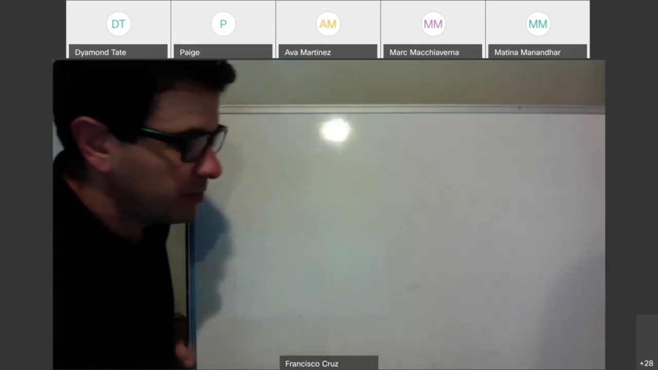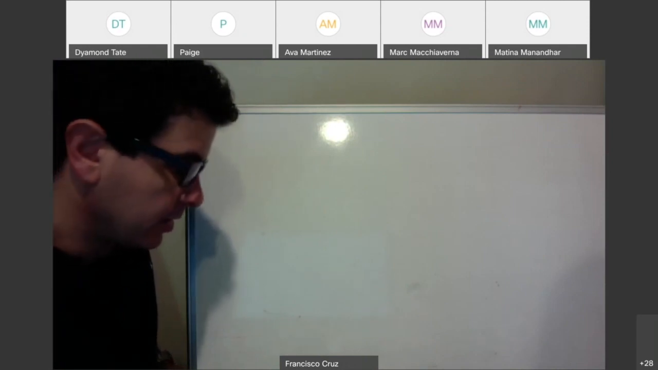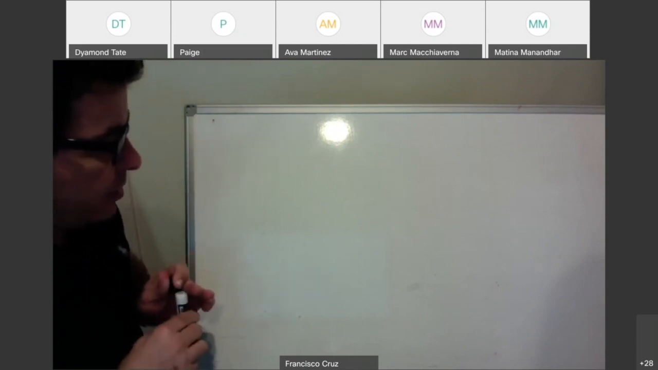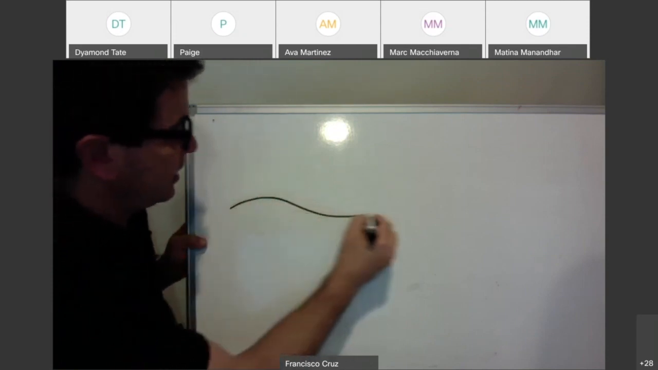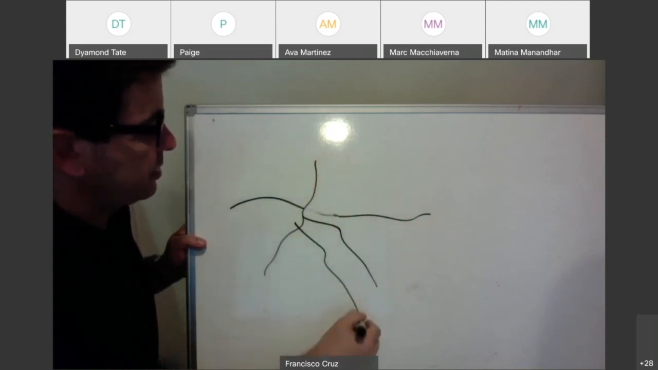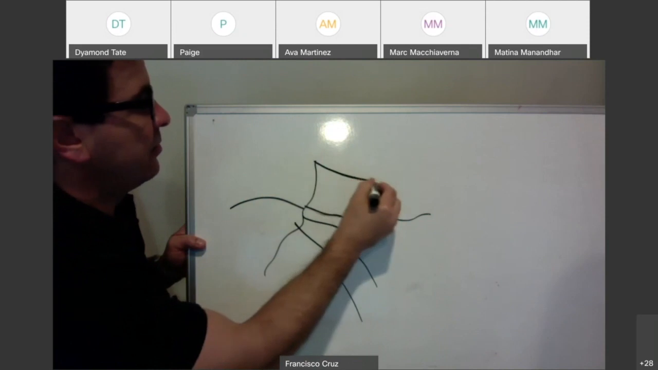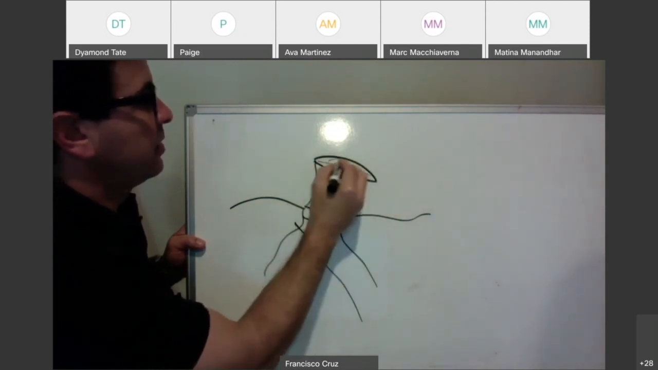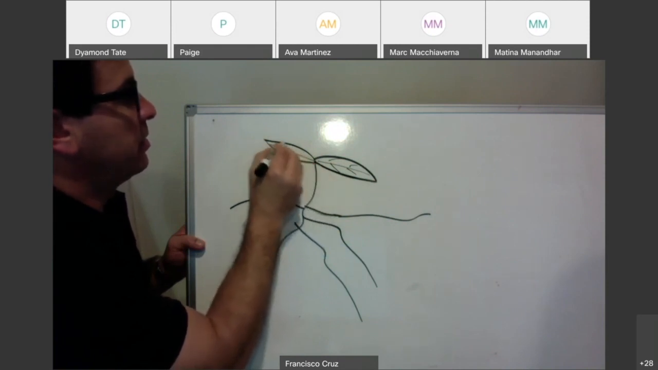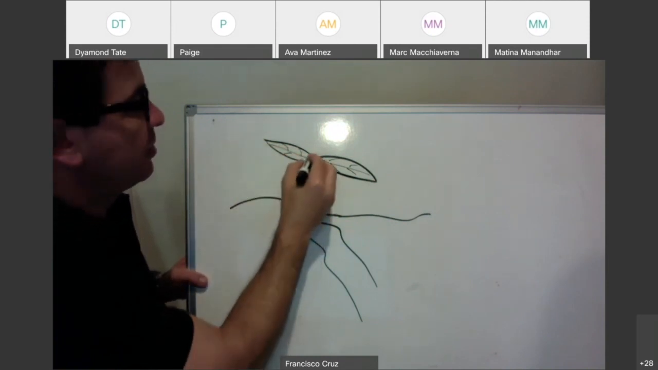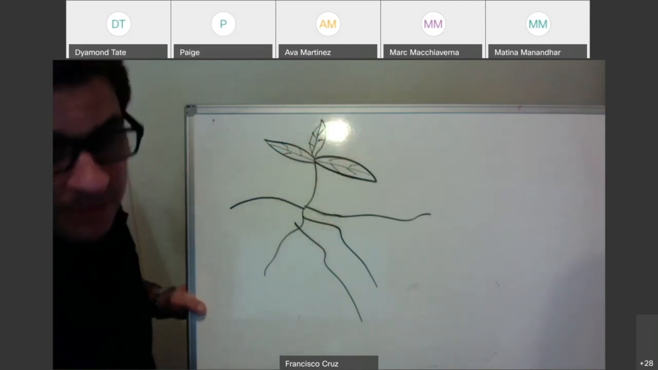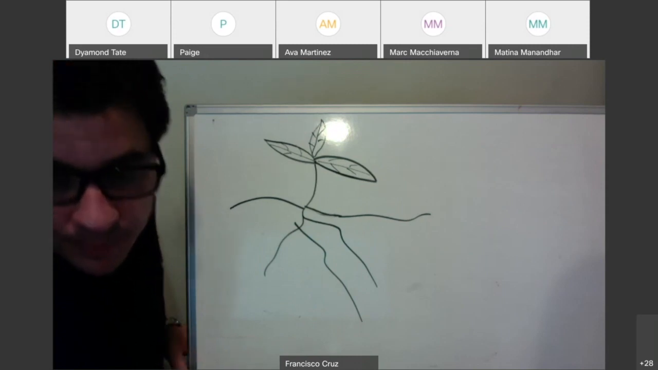So we have the symbiosis where the plant requires nitrogen. So if you can imagine all these roots, we have a nice plant trying to grow, trying to eat, with leaves. Okay, so we have a nice plant that's trying to grow.